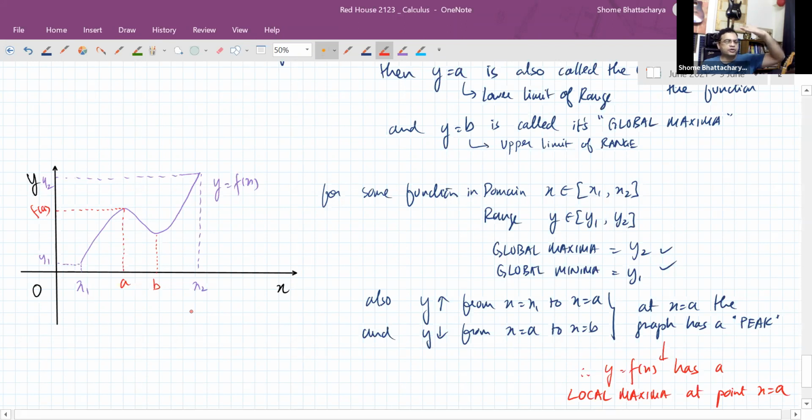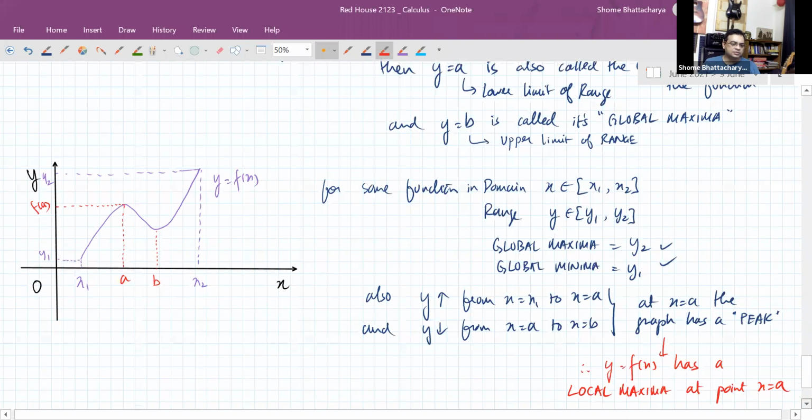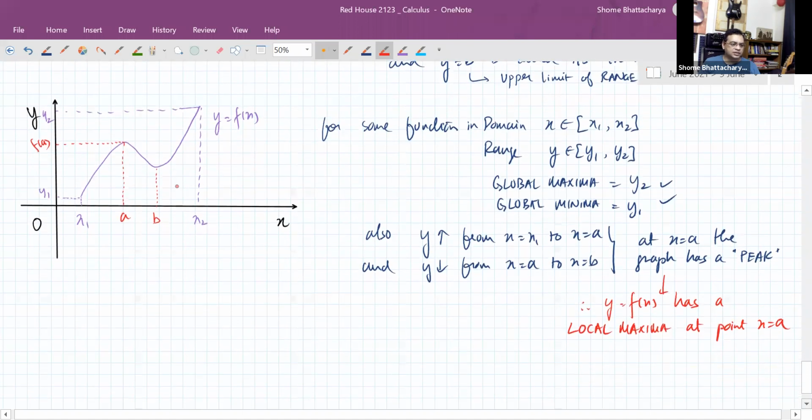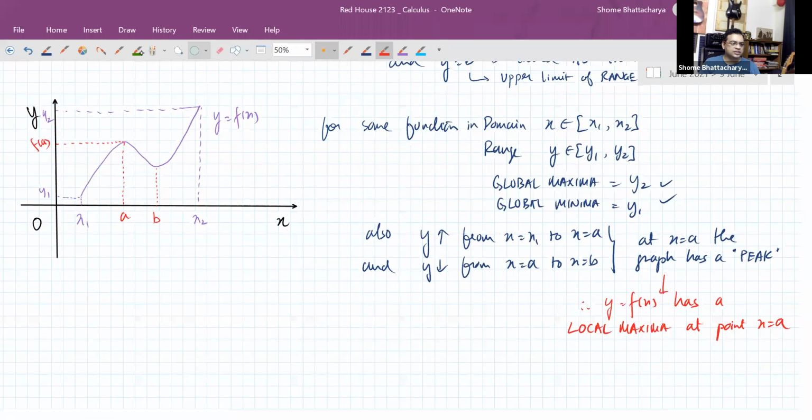So exactly at the point where the slope of the tangent becomes zero, that is where we can say with confidence that the function has reached that local peak. Okay, so that local peak, in the language of maxima and minima, is called the local maximum. Similarly, we will see that this point where the function dips just before it starts rising again after b, that point is called the local minima.